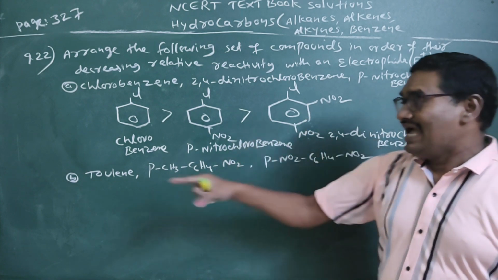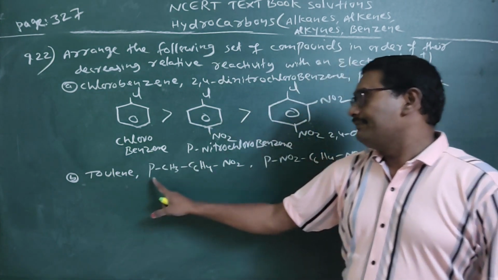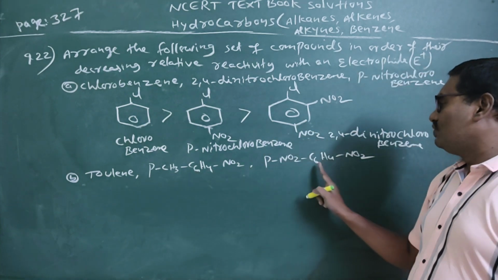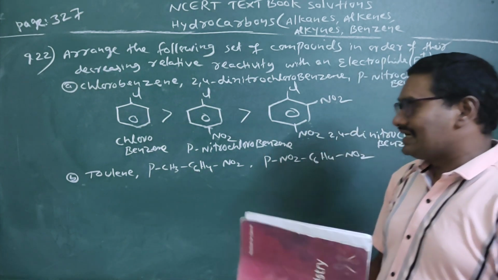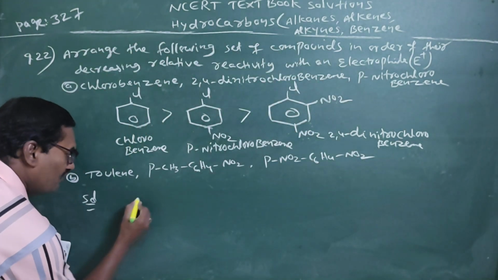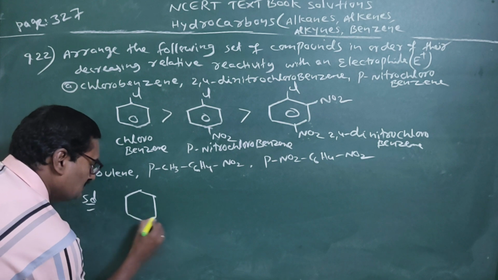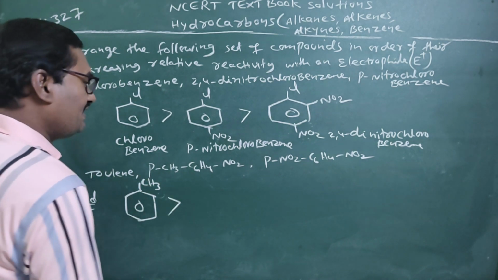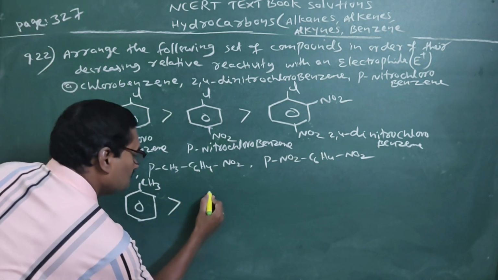That is the reason. Next, B: toluene, p-CH3C6H4NO2, p-NO2C6H4NO2. So the correct answer is: first one, toluene, highest reactivity.